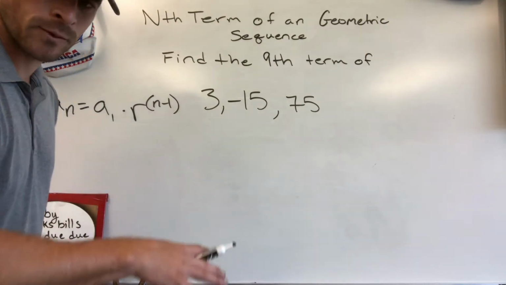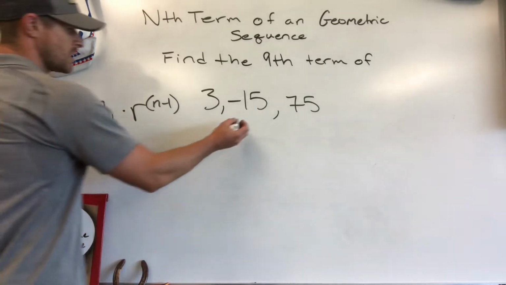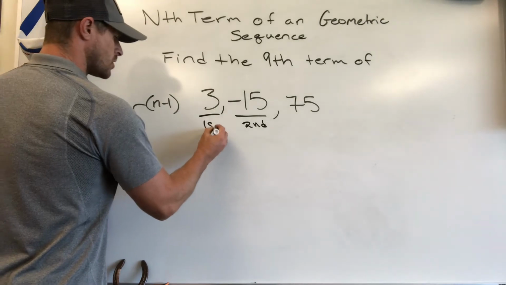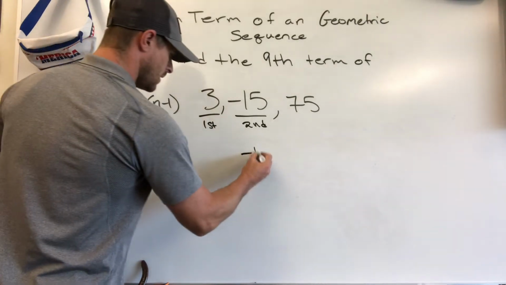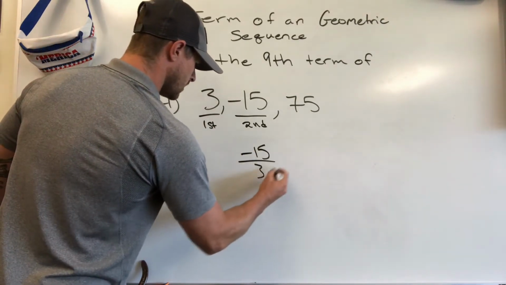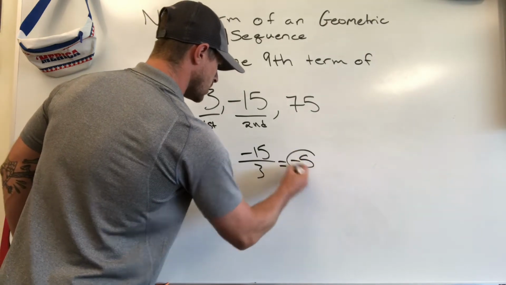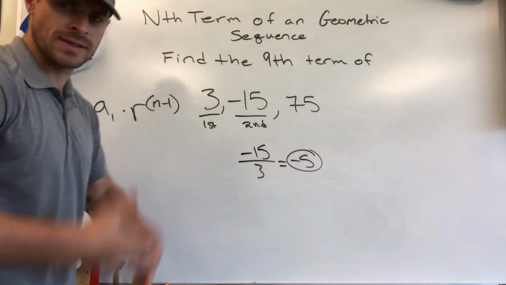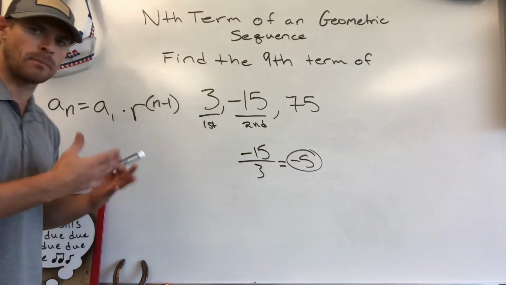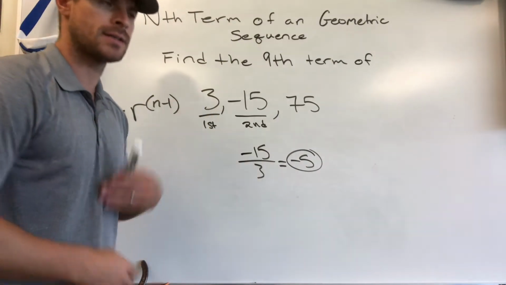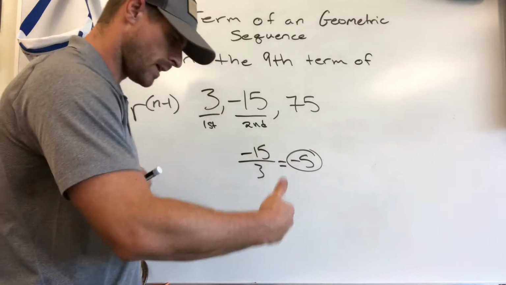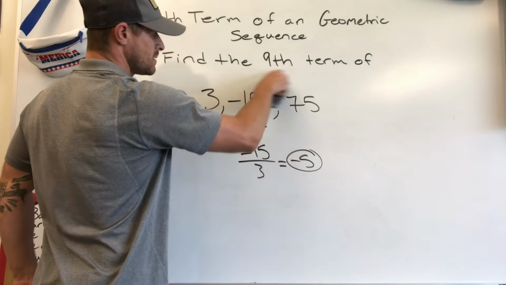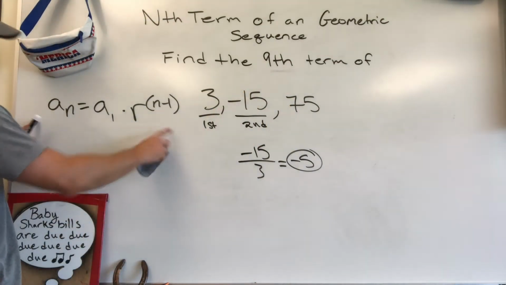If you watch one of my former videos that I just posted, we're just going to take our second term and divide it by our first term. That would be negative 15 divided by 3. That gives you the common ratio of negative 5. So we know in this sequence, we are constantly multiplying by negative 5, times negative 5, times negative 5, times negative 5. So instead of doing that 9 times, we can just plug our information into this formula right here.